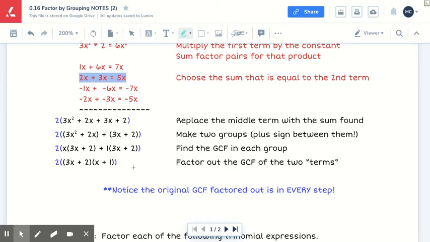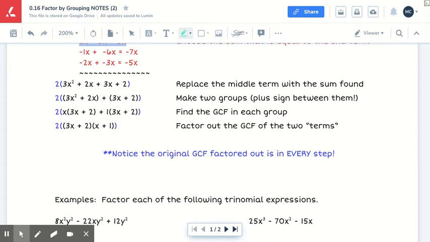The only thing that's different today is that the greatest common factor that we took out originally is going to keep getting brought along with each and every step. So there's going to be a 2 and big parentheses around the whole thing in every single step, all the way down to the very bottom. In this very last step, the extra set of parentheses could then finally be dropped. I forgot to put that on the notes. I'm sorry. We'll do that in the examples.